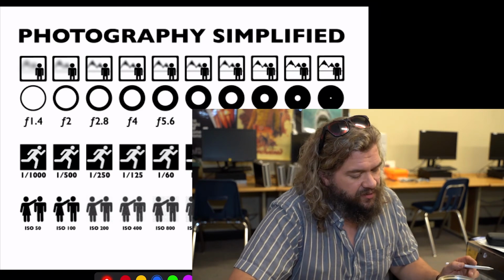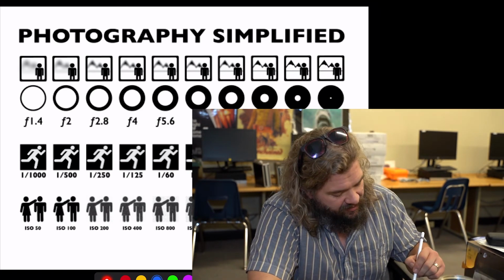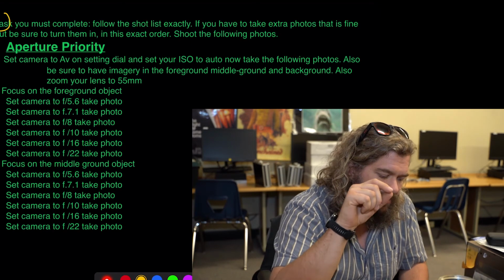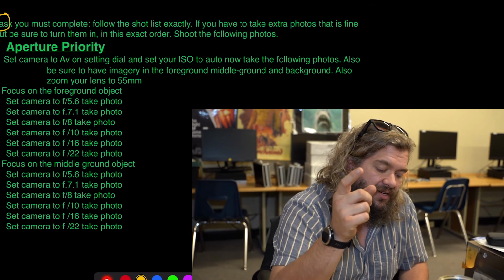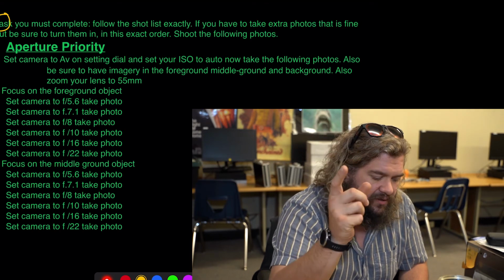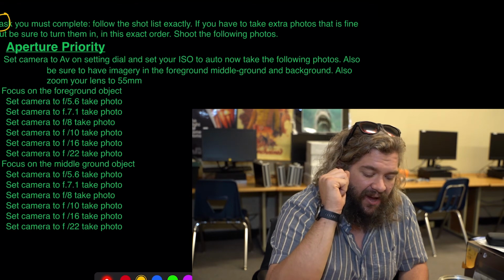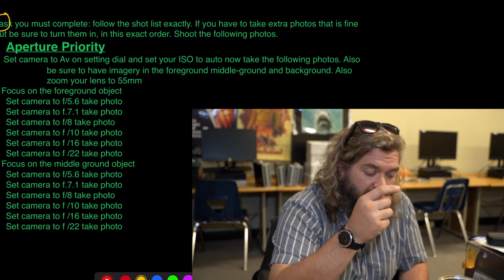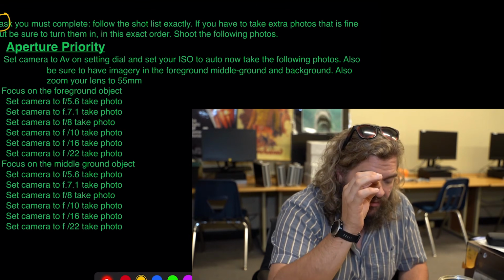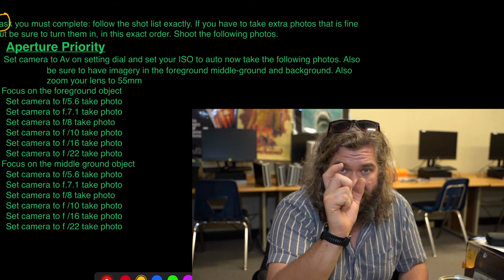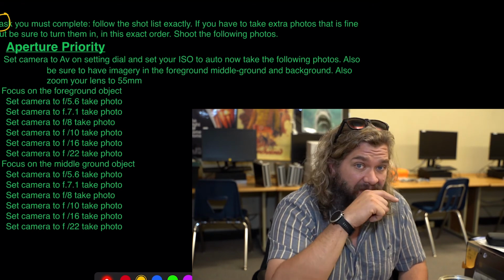Your first set of photos, here we go. Task, do this in yellow. You must complete. Follow the shot list exactly. This is also in your handout, so you know it's there. Follow the shot list exactly. If you have to take extra photos, that is fine, but be sure to turn them in the exact order. So if you had to take extra photos, throw out the extras, keep the good ones, and turn them in this exact order.